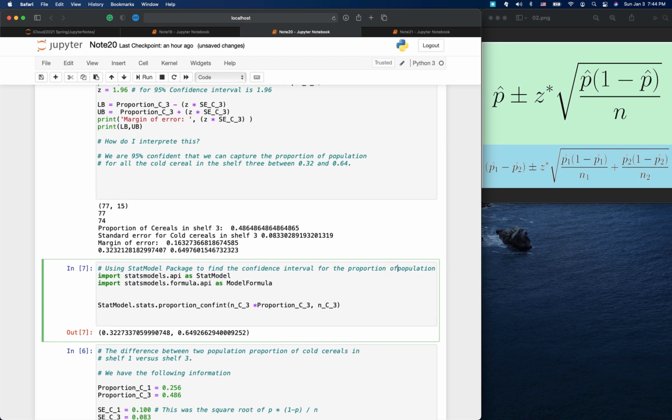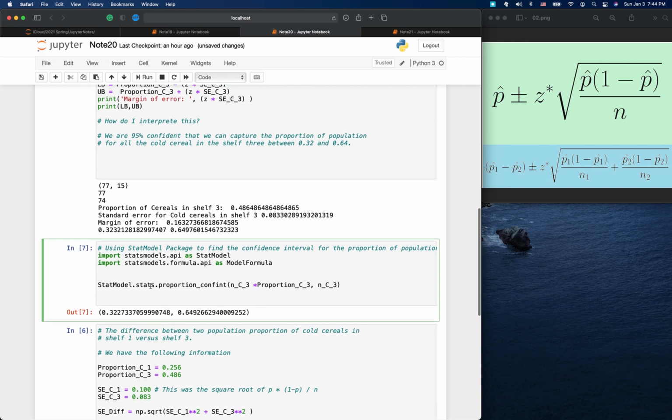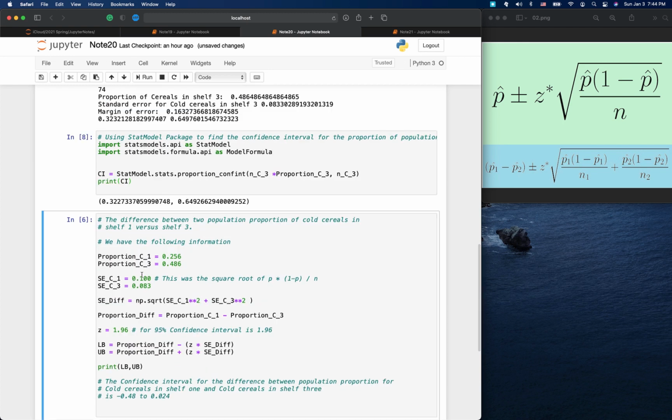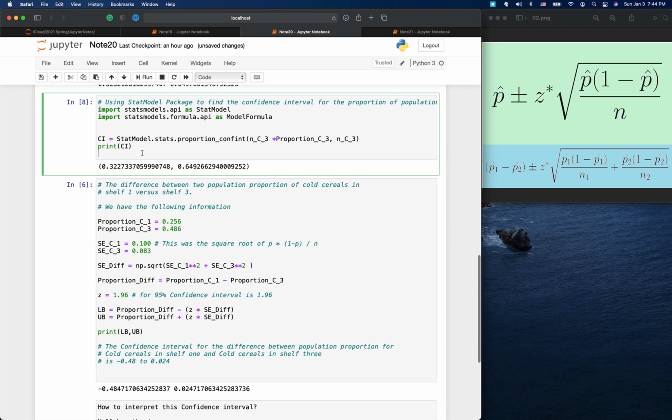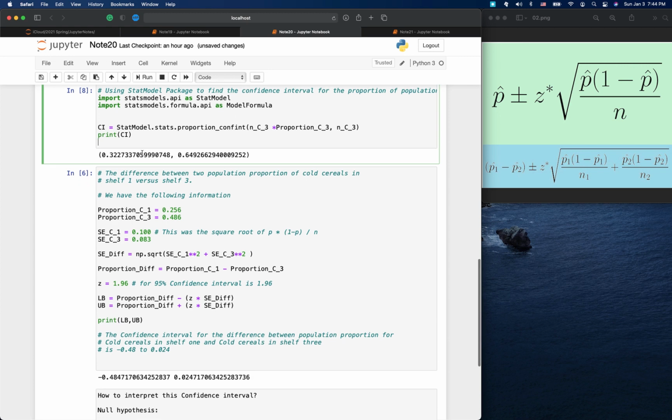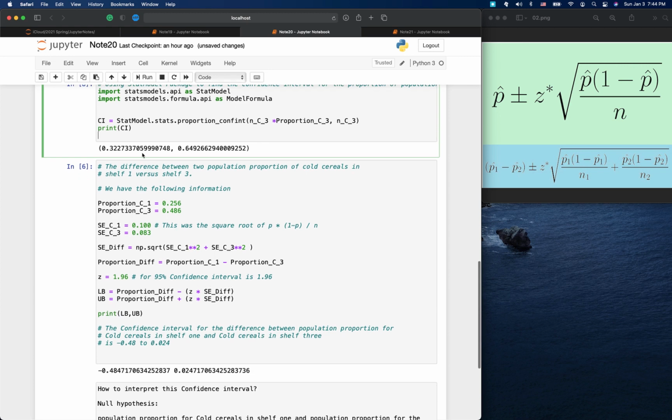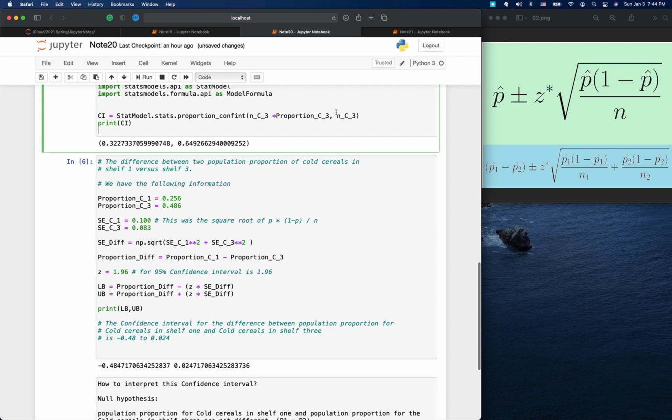Proportion of population sounds better. Okay, so let's call this CI and then print CI. That's much better. Okay, so this is the way we use a stat package to find the confidence interval for the proportion. So we have two arguments.